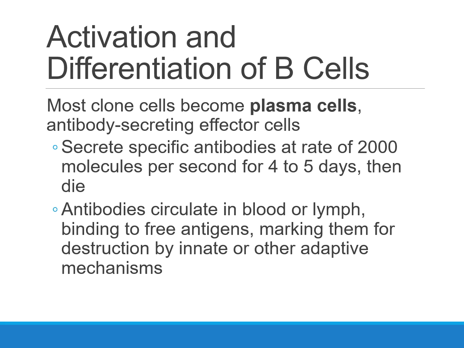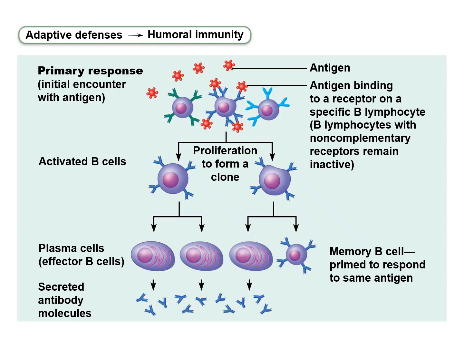Most clone cells become plasma cells, and plasma cells are the ones that are going to secrete the antibodies that are going to attack the antigen. They secrete specific antibodies at a rate of about 2,000 molecules per second for 4 or 5 days, and then they stop doing this. Antibodies circulate in your blood and your lymph, and they bind to free antigen and mark them for destruction by innate or other adaptive mechanisms.